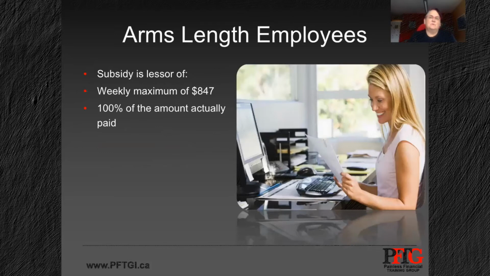There's a difference between arm's length employees and non-arm's length employees. So basically your relatives or yourself. If you own your own corporation, then you're not at arm's length to the corporation, and neither are your family members. So the idea is for an arm's length person, so somebody you're not related to, the subsidy is the lesser of the maximum, which is $847 a week, or 100% of the amount that you have actually paid times the 75%. So to be clear, it's 75% of what you paid, or $847, whichever is the least.